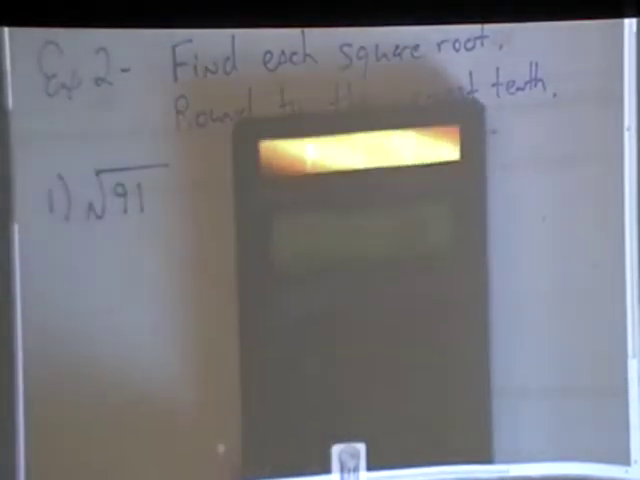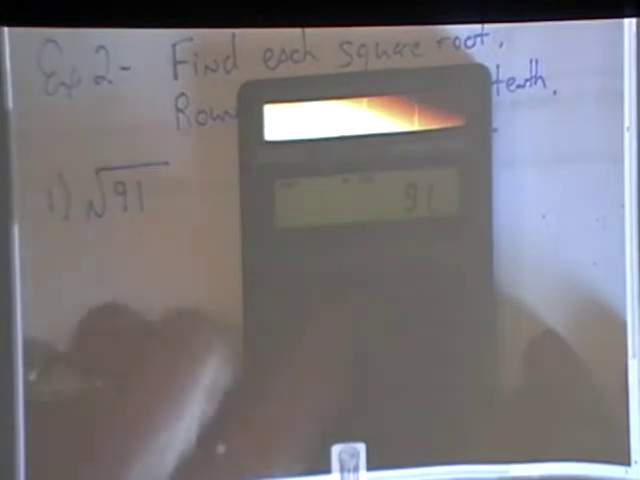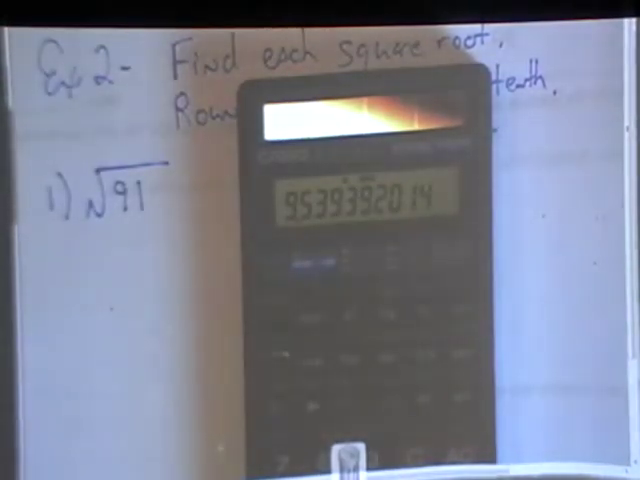Alright, so if I want the square root of 91, I type in 91, shift, square root, and I get 9.53939, blah, blah, blah. Rational or irrational? I'm hoping you guys said irrational, because it doesn't stop and it doesn't repeat. The only reason it stops on your calculator is your calculator just runs out of screen. What's the square root of 64? Rational or irrational? And I'm sure you guys all said rational, so spectacular.